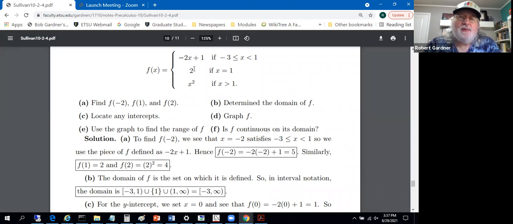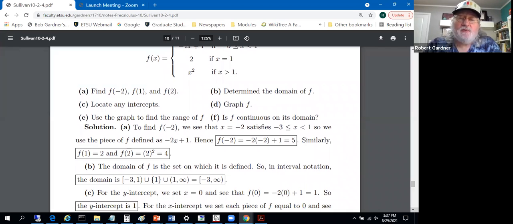All right, we got 3 pieces to consider. So we want to first set x equal to 0, and we'll find a y-intercept. For the y-intercept, set x equal to 0. Plug in 0 for x, f of 0. Which piece do you use? 0's in here, so we'll use this piece because x is 0. We'll get -2 times 0 plus 1, which equals 1. There's the y-intercept. Set x equal to 0 to find the y-intercept.